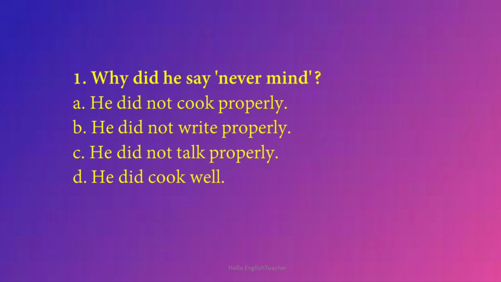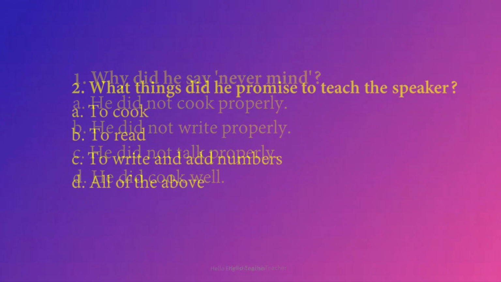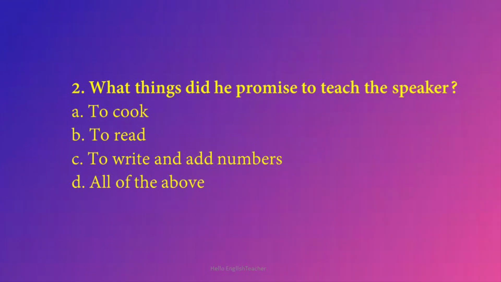So, now let us look at question number 2. What things did he promise to teach the speaker? To cook, to read, to write and add numbers, all of the above. So, he promised to teach him everything. So, the answer is D, all of the above.